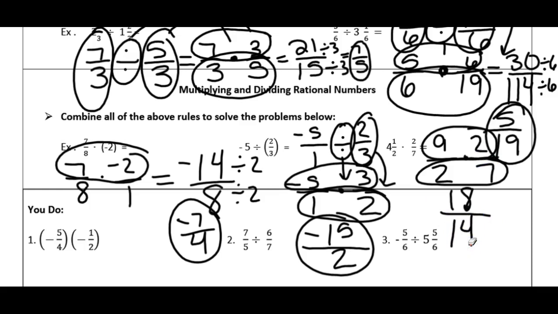Now they're both even, so I know I can divide it by 2. And when I divide by 2, 18 divided by 2 is 9. 14 divided by 2 is 7. Now you can try the practice problems and see how you do.